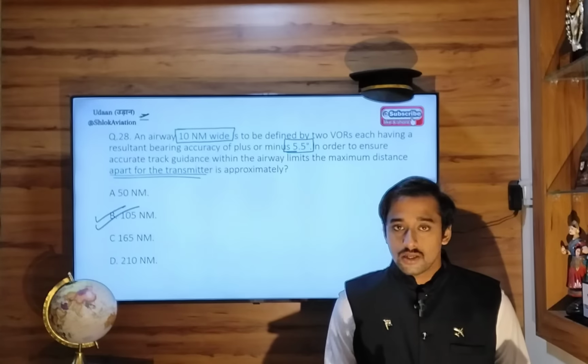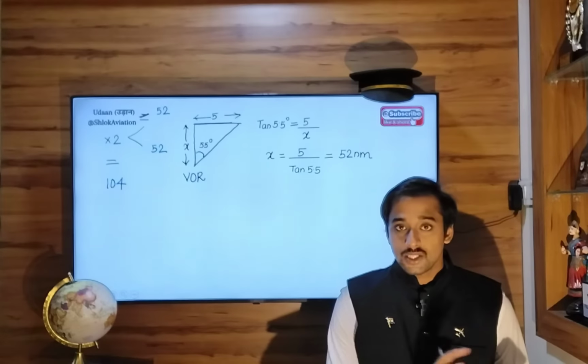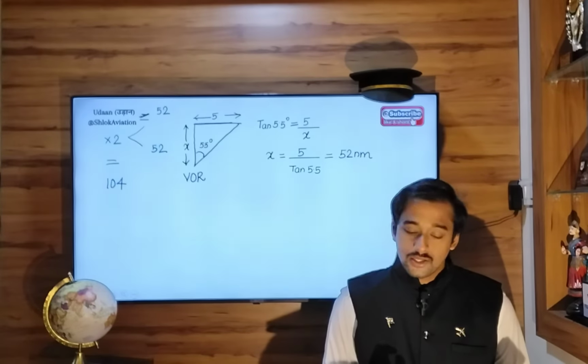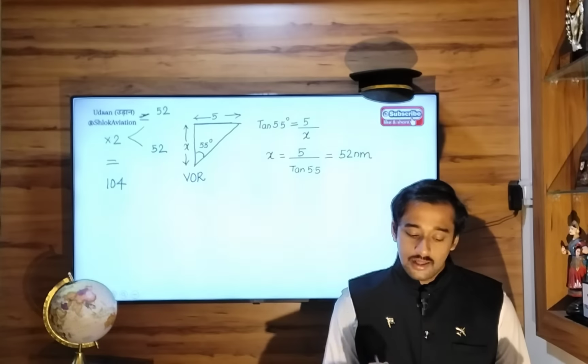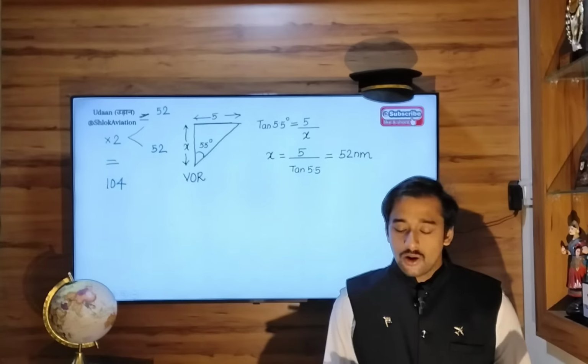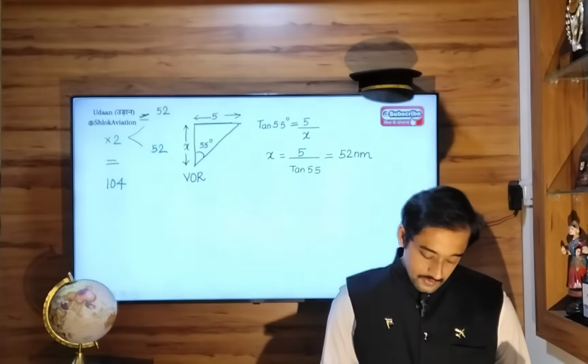105 is the closest. Okay, so I have not done this in detail because I have already done it previously twice. So this is how you do it. Just the triangle, the angle, distance off track, distance gone. You can do it with 1 in 60, or you can do it with tan theta also. Always select the closest option.